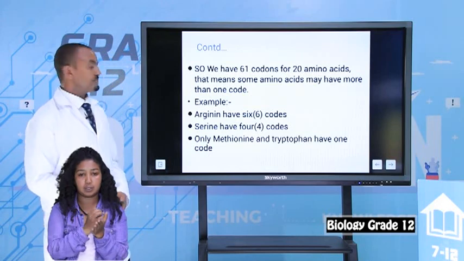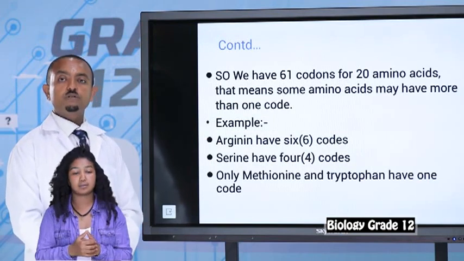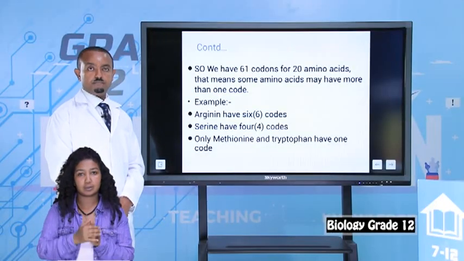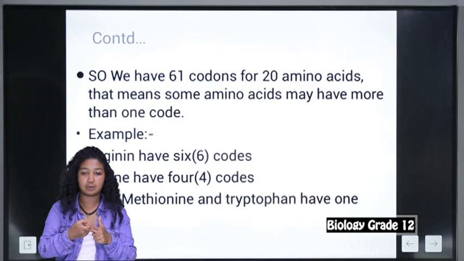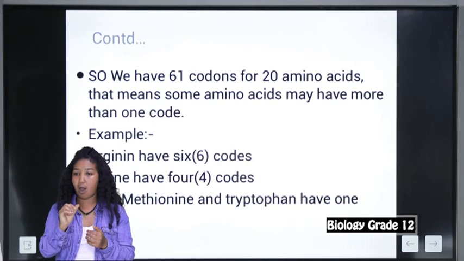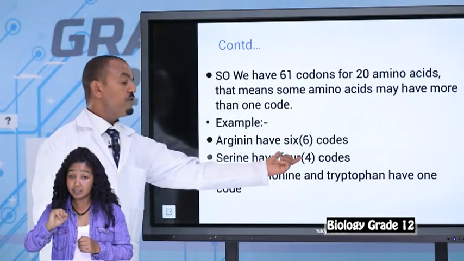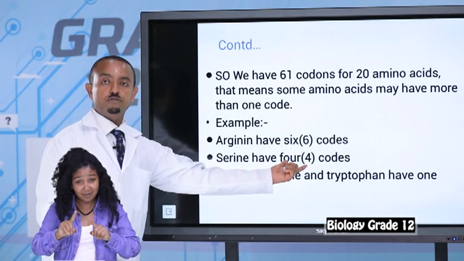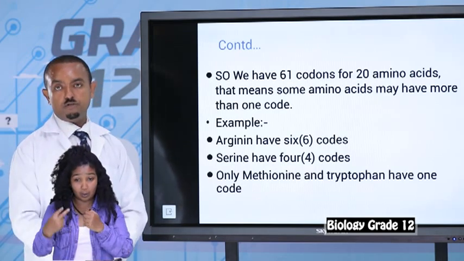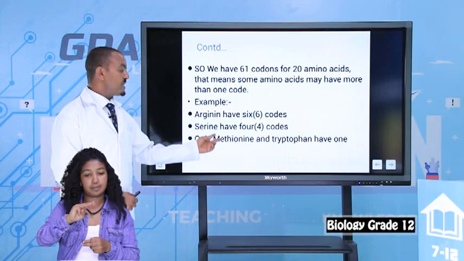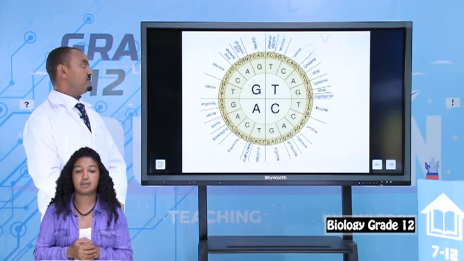Let's take some examples. Arginine is a type of amino acid which has 6 codes. We'll see it in a diagram later. The second amino acid that we are going to see is serine. It is one of those 20 different types of amino acids. Serine is coded by 4 different codes. The only amino acids which have only 1 code are methionine and tryptophan. Let's see this figure.